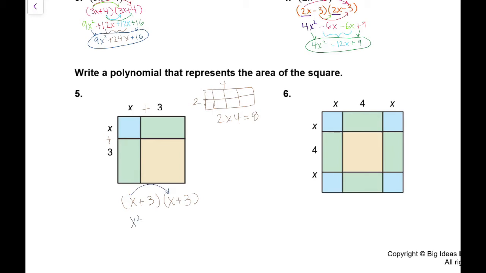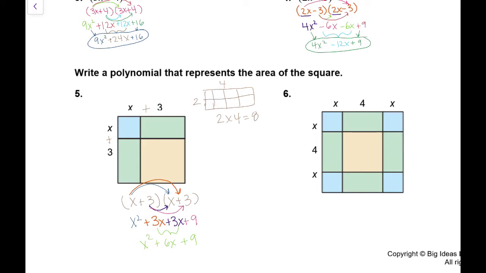We multiply x times x to give us x squared. X times 3 gives us 3x. And then the inside terms, 3 times x, are plus 3x. And the last terms are 3 times 3, which is 9. We combine those middle two terms together. We get x squared. 3x plus 3x gives us 6x. And then at the end, we have plus 9.